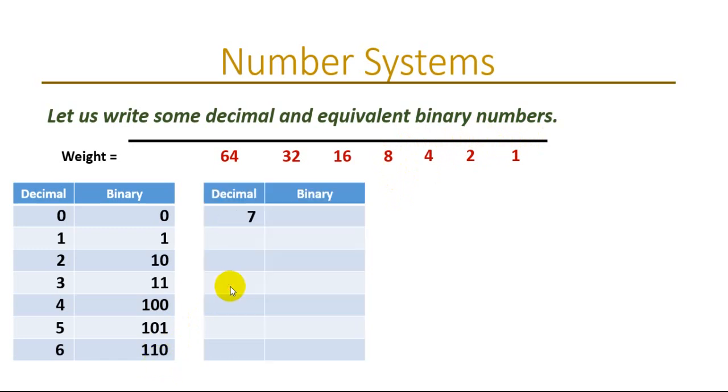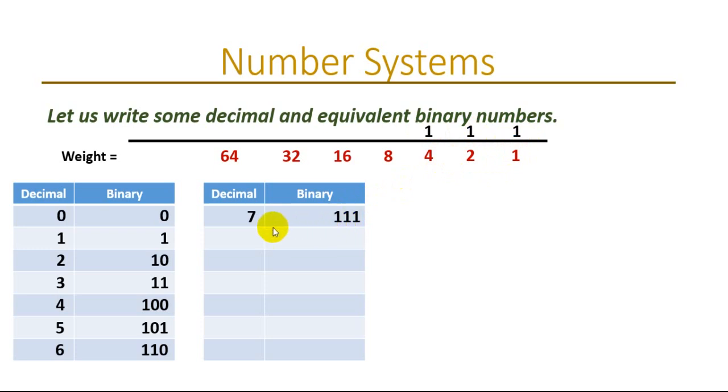Okay, so let's see how 7 is represented. If you want to put 7, again you can't put 8. We put one 4, plus another 2 we can, because then it becomes 6, plus another 1 becomes 7. So one 4 plus one 2 plus one 1. 4 plus 2, 6. 6 plus 1, 7. So 1 1 1 is 7 in binary.